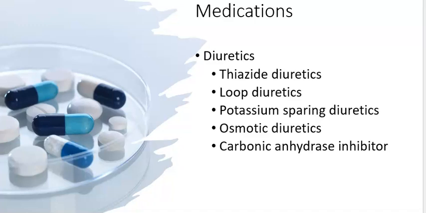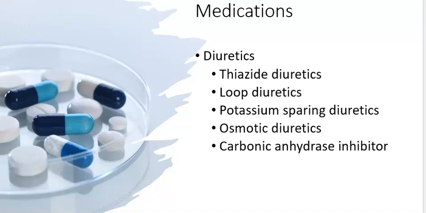You have your thiazide. This inhibits sodium and chloride reabsorption at the distal tubules. It can cause hypokalemia, hyponatremia, and hypercalcemia. It's used for edema related to renal failure, also for patients that have heart and liver failure. One example of your thiazide diuretics is chlorothiazide.